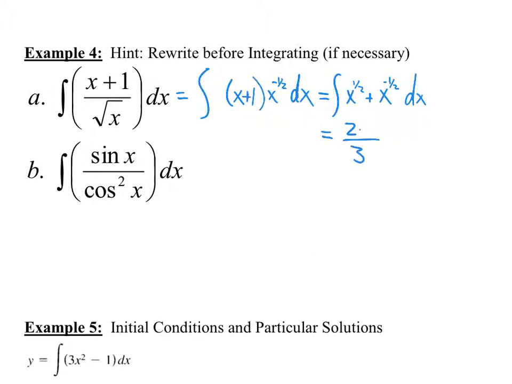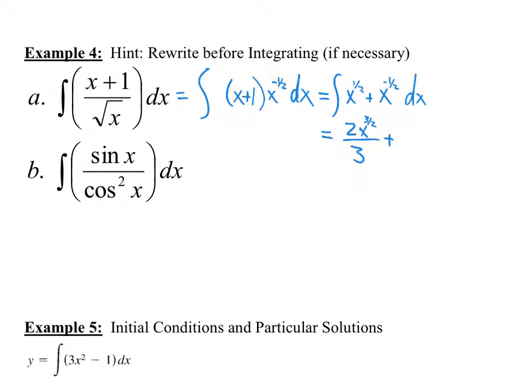2/3. x to the what? To the 3/2, okay? Alright, so you add 1. You might want to write down x to the power first. So it's x to the 3/2, we add 1. Then you divide by 3/2, which is the same as multiplying by 2/3. Okay?